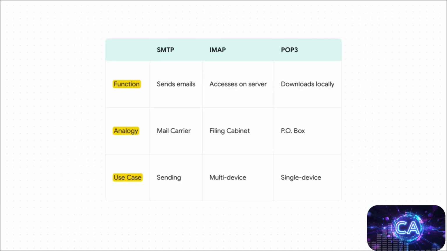So, quick recap of our mailroom. SMTP sends the mail out. Then, either POP3 downloads it to one spot, or IMAP lets you access it from everywhere. See? A nice, clean division of labor. Okay, so that's how the mail moves. But how do we know we can trust it? Well, that brings us to the security team.